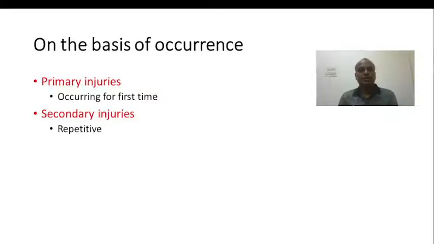Next type of injury is on the basis of occurrence. So there are primary injuries which occur for the first time. The blow is for the first time on a fresh body part. Such injuries are called primary injuries.